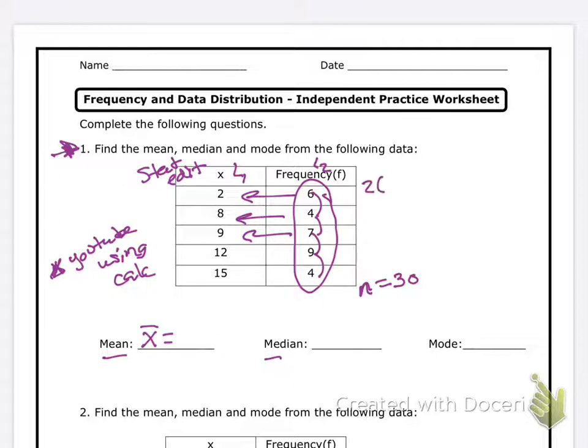So how many 2s are there? 6. Plus, how many 8s are there? 4. Plus, how many 9s are there? 7. Plus, 12. There's 9 of those. I ran out of space again. I'm so bad at this. Plus 15, and there's 4 of those. Add that all up. I think I got 281.